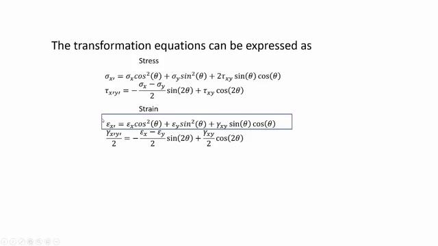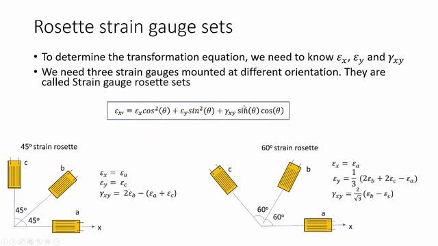The transformation strain equation is important because we're going to talk about how to measure these three important variables. That's in practice how we measure these three variables in experiment. That is epsilon x, epsilon y, and gamma xy. Okay, so we can take this equation out and look at this in detail. So in order to know these three unknowns, we need to have established three equations by plugging different value of theta and measure the strain.